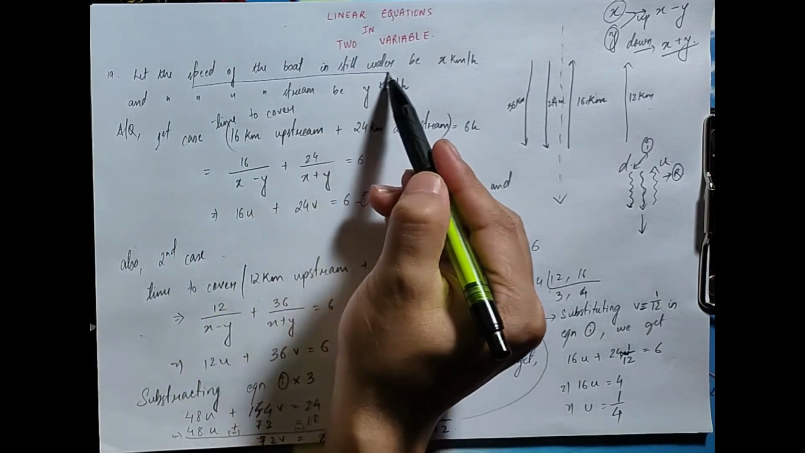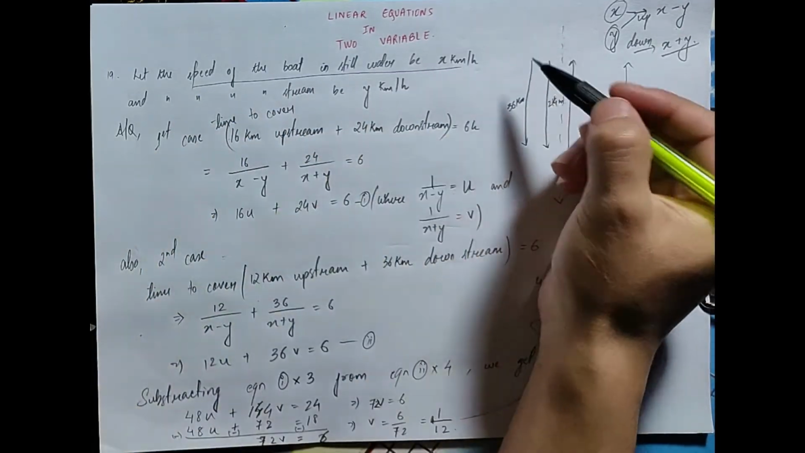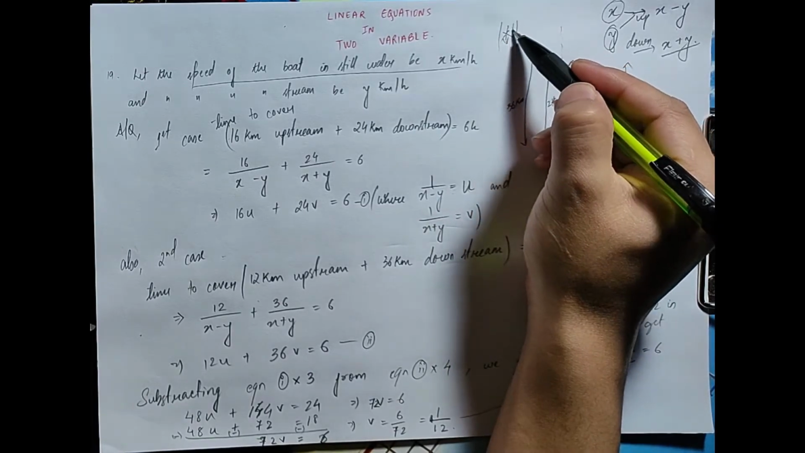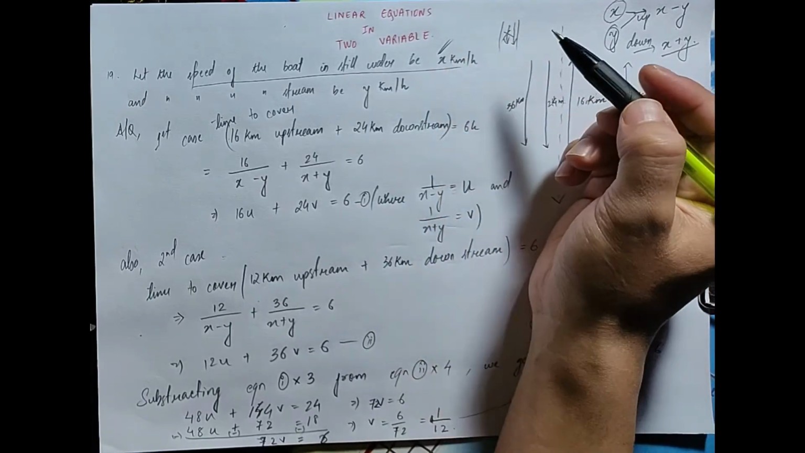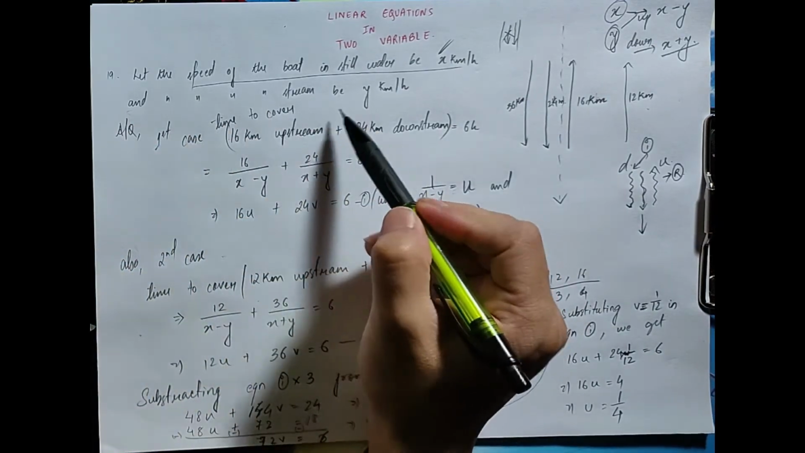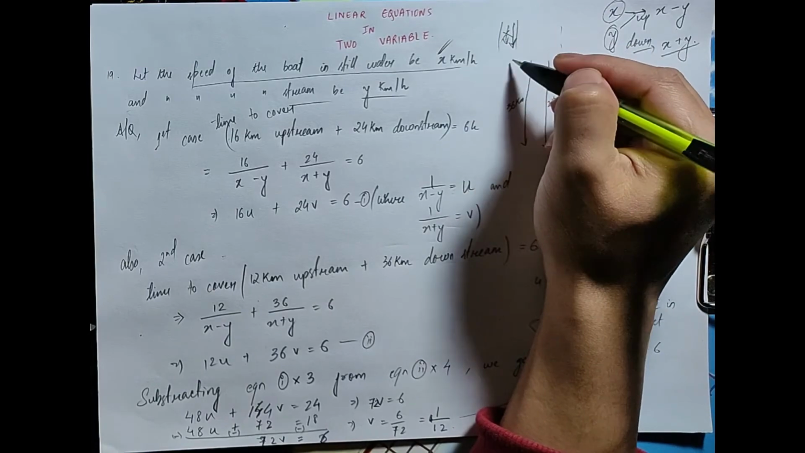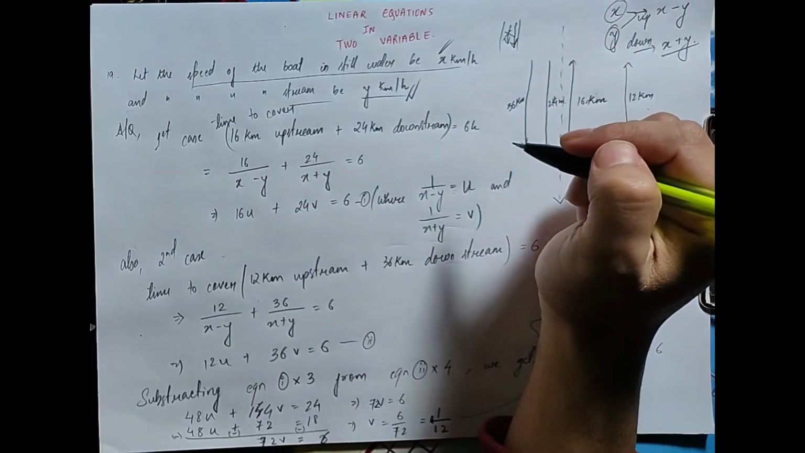Let the speed of the boat in still water be x. That is, if there is no current, then the boat will move with the speed of x km/h, and the speed of the stream be y km/h. That means the stream or the current is moving at the speed of y km/h.